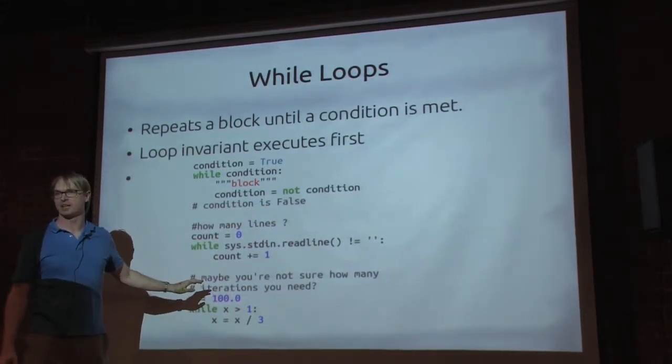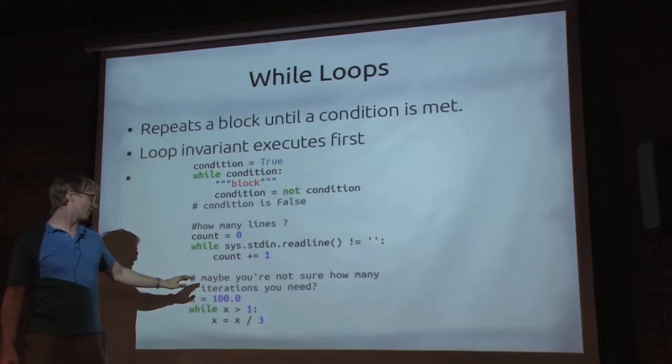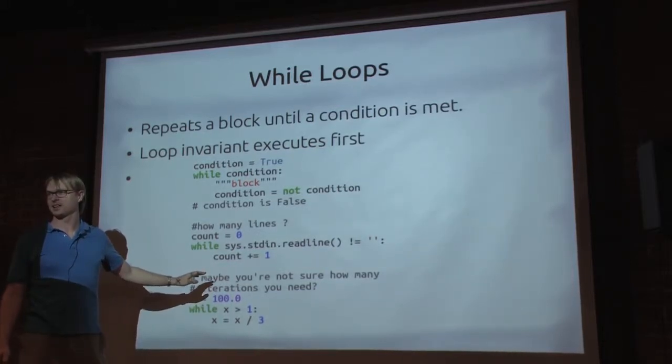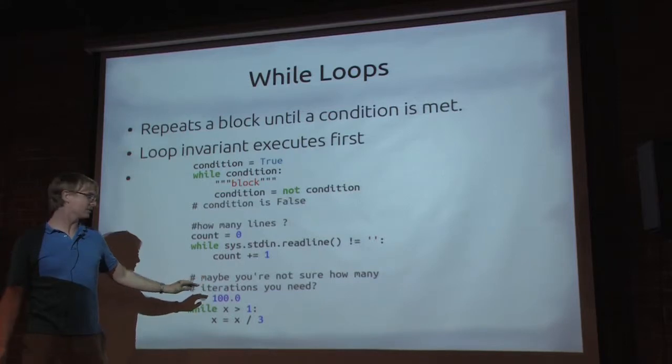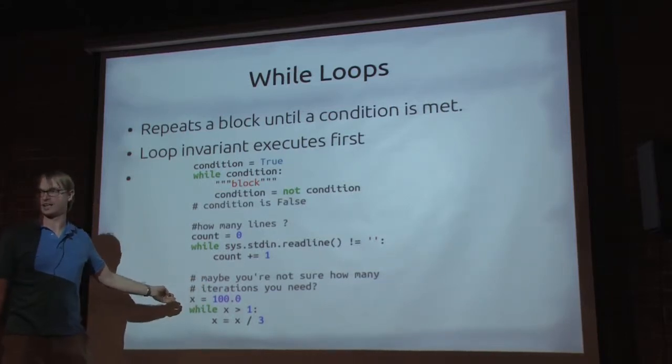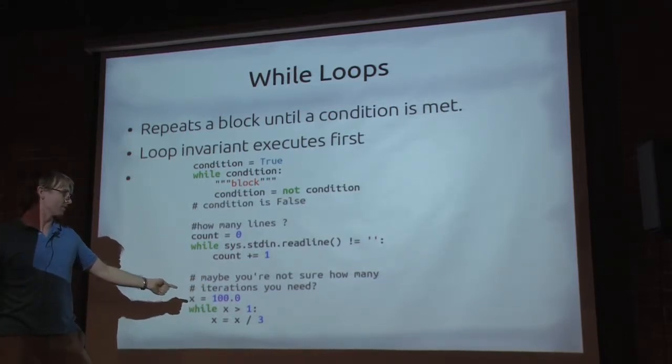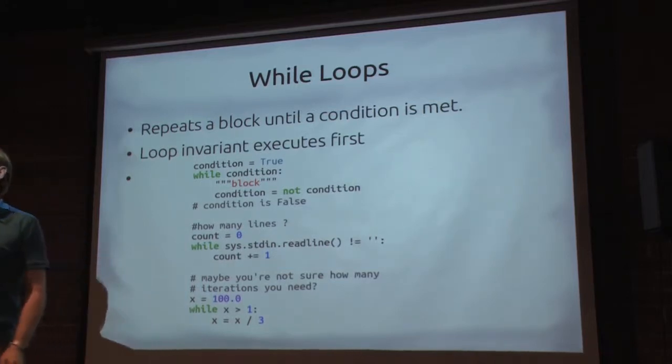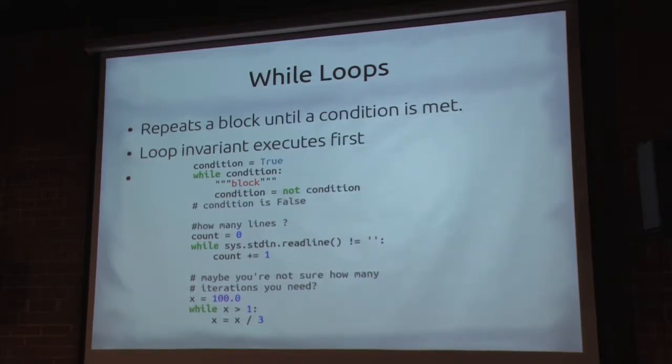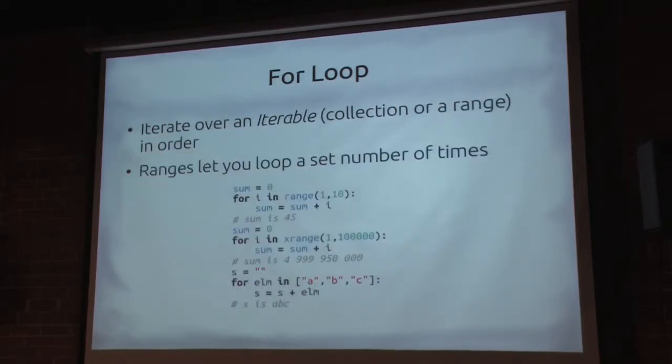Sometimes you might do some mathematics and you're not sure when to quit, or you're not sure how many times you're going to iterate. So in this example, we have x equals 100, and while x is greater than 1, we divide it by 3. After a while, it'll eventually stop, because eventually we'll divide and get a value less than 1. The last value should be about 0.4. So while loops are good when you don't know how many times you want to loop, or when there's a definite condition that tells you when you want to end.